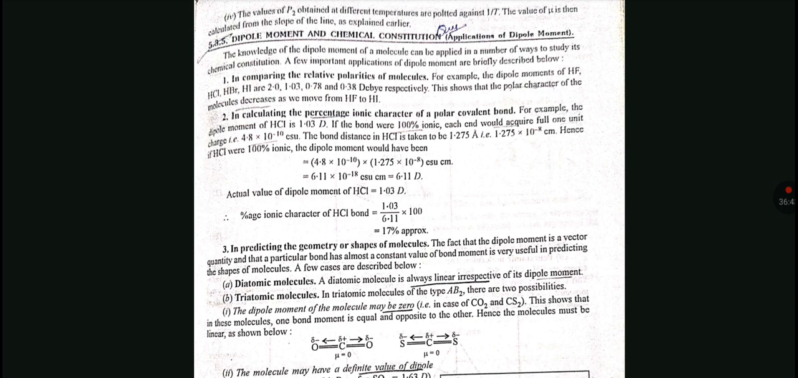In predicting the geometric shape of the molecule, the fact that the dipole moment is a vector quantity, and that a particular bond has almost a constant value of bond moment, is useful in predicting the shape of molecules. A few cases are described below. Diatomic molecule: a diatomic molecule is always linear irrespective of its dipole moment.